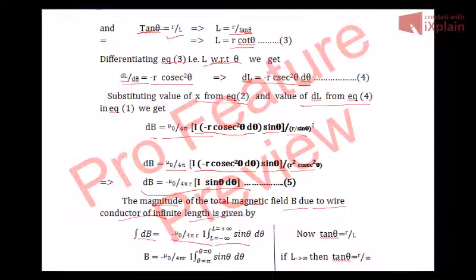This implies, so integration of dB is B, so B is equal to mu naught upon 4 pi I integral from theta equal to pi to theta equal to 0 of sin theta. So when L tends to minus infinity, theta will tend to pi on the left side, and when L tends to plus infinity, theta will tend to 0. I have derived it on the right side of here, you can see it.